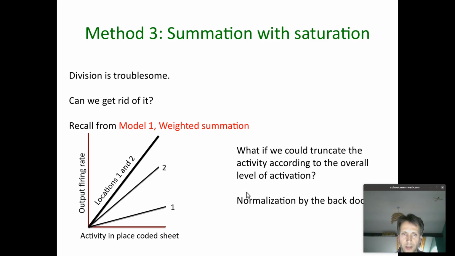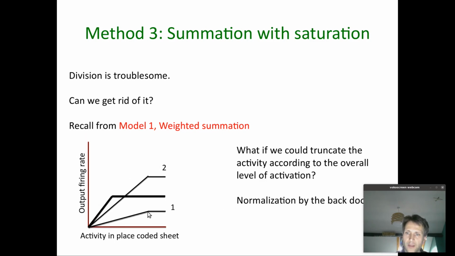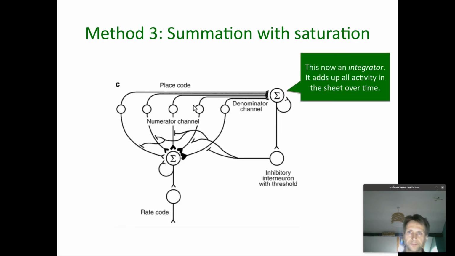So let's just see what that would look like there. What we do then is, after a certain number of spikes, we truncate the activity and take that as the final output firing rate for the output neuron. And what we see starts to look kind of usable, because the combined effect of the two luminances is now landing in between 1 and 2, so the short 10-degree saccade and the 20-degree saccade. So this would give us a kind of normalization by the back door.